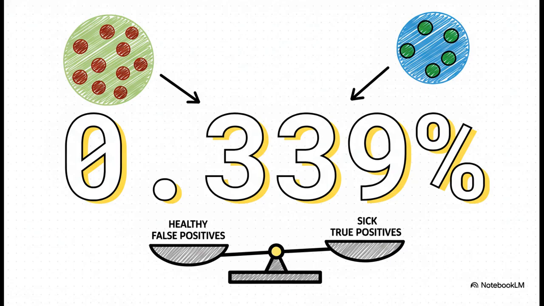The reason it's so incredibly low is that the disease is so rare. The huge number of healthy people getting false positives completely swamps the tiny number of sick people getting true positives. Bayes' theorem forces us to take that background reality into account.